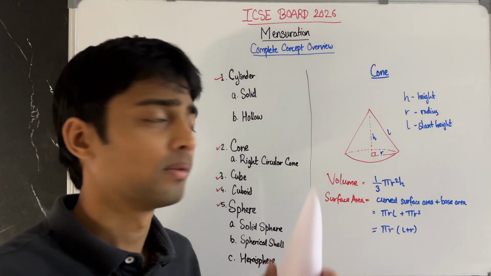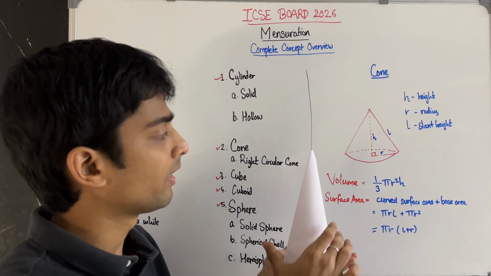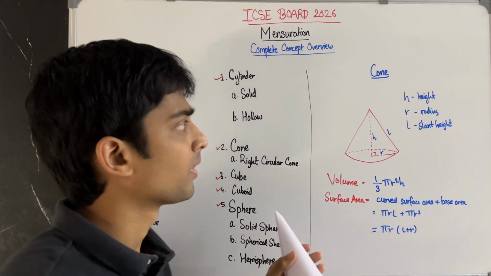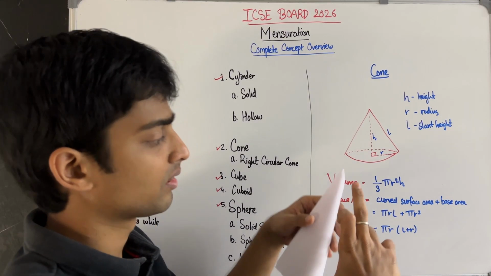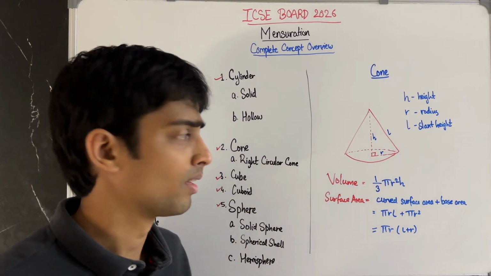Now we have a cone. There are three things. The height of the cone h, r is the radius of the circular portion in the bottom, and L is the slant height. So this length is the slant height called L.